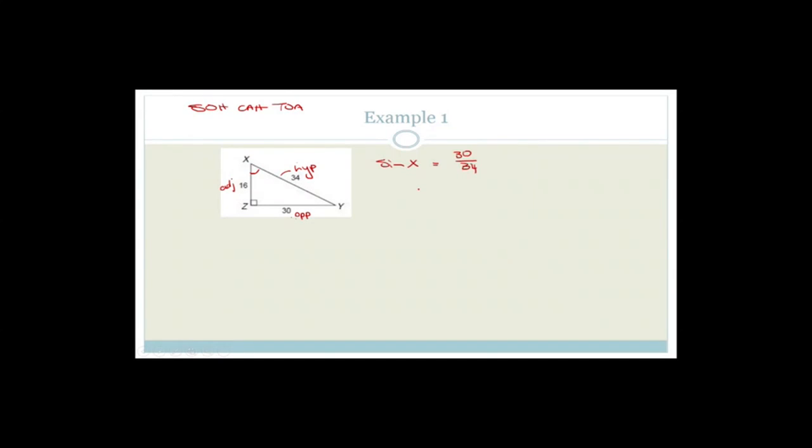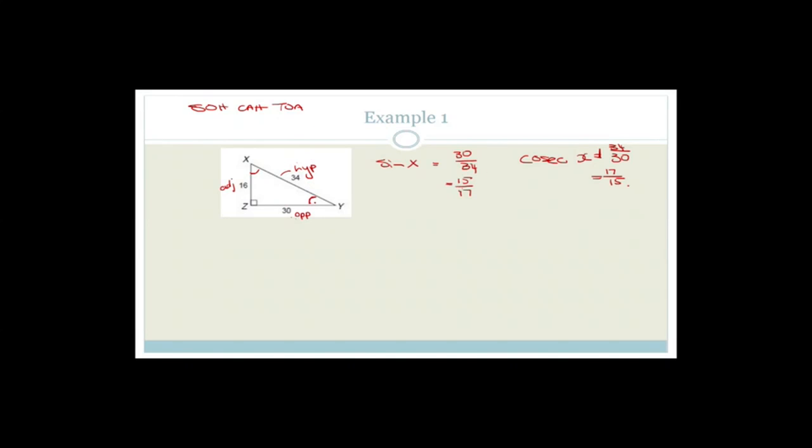So what is that saying? That's saying that if I'm given a specific angle X, the ratio of the sides will always be 30 over 34, which I could actually bring down to 15 over 17, by the way. But that's the ratio. Cosecant of X is going to be 34 over 30, which is 17 over 15. Do you understand that?